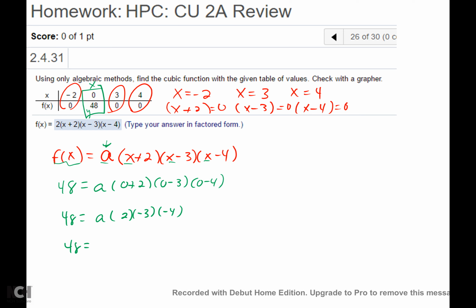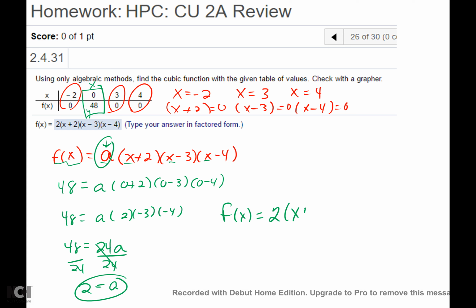That gives me negative 6 times negative 4 is positive 24a. Divide by 24, and a equals 2. So now I can write my function, f of x equals my leading coefficient. That's all I got to change. Everything else stays the same. 2 times x plus 2, x minus 3, x minus 4. There you go.